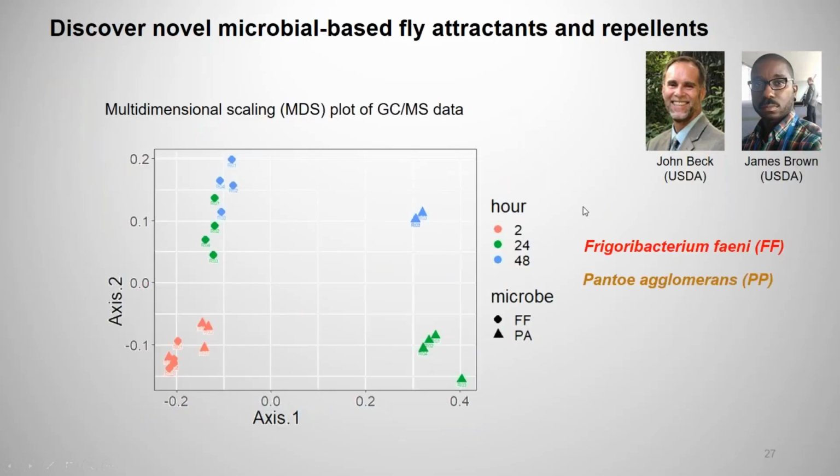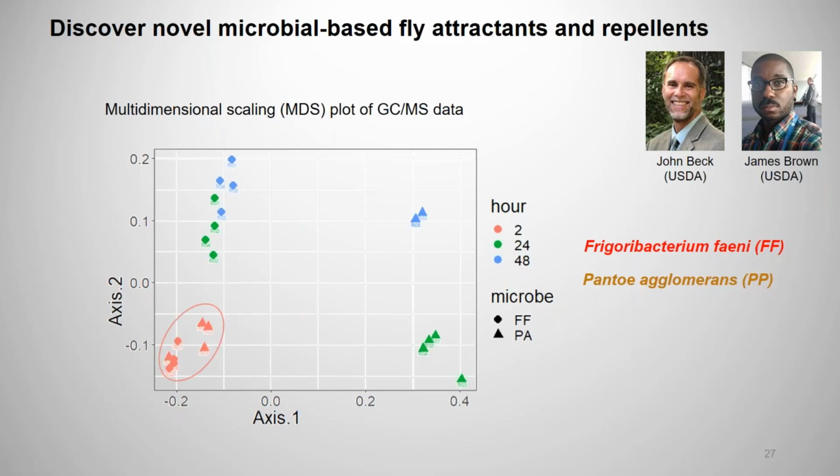So here's the latest results we got. We have our collaborators John Beck and James Brown helping us to run some GCMS looking at the volatile profiles of these two candidate microbes. As you can see here, when we add those microbes to the fruit juice at the beginning, at 2 hours, the volatile profile of the juice are pretty similar, so they haven't really changed much yet.